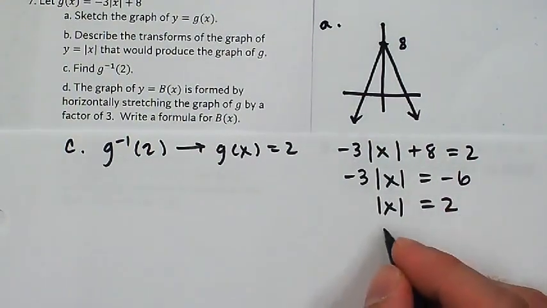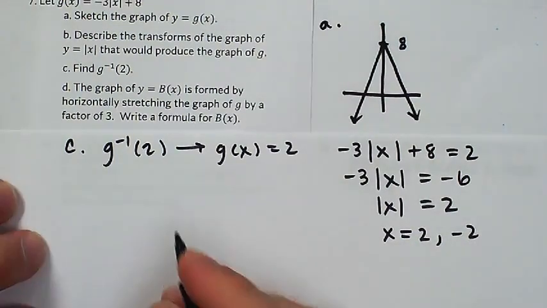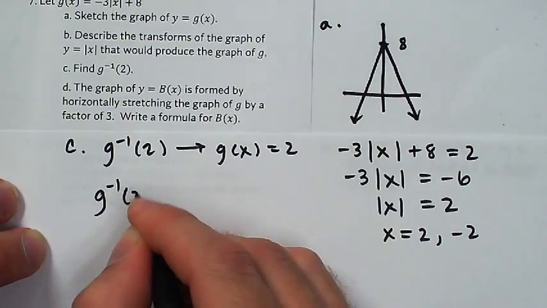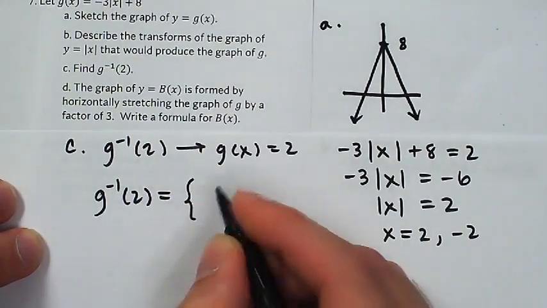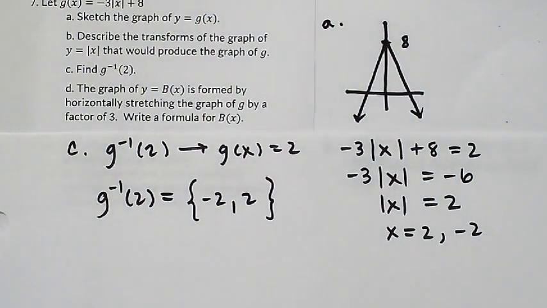So absolute value of x equals 2, that's where x is equal to 2 or -2. So I'm going to conclude that G inverse of 2 is the set that has -2 and 2 in it.